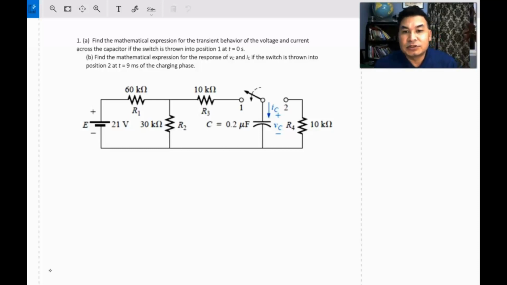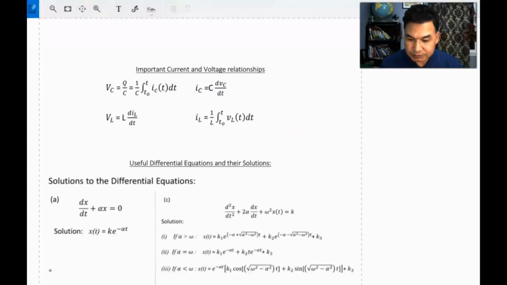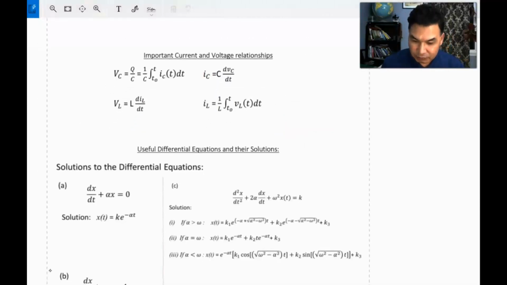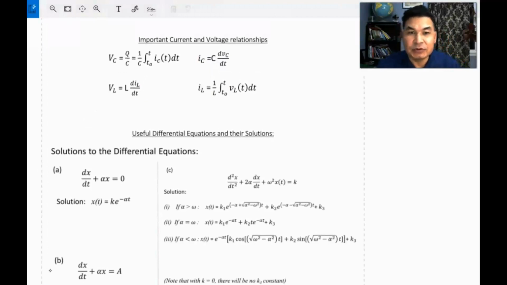Since the voltage across the capacitor or the inductor changes as a function of time, it will involve differential equations. We'll have to solve how the voltage changes over time. The differential equations we'll be dealing with will be only three types when we solve transient problems.